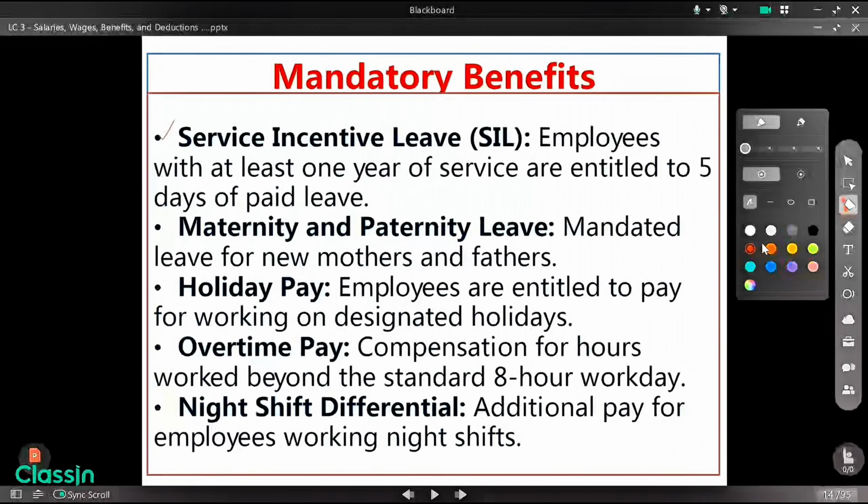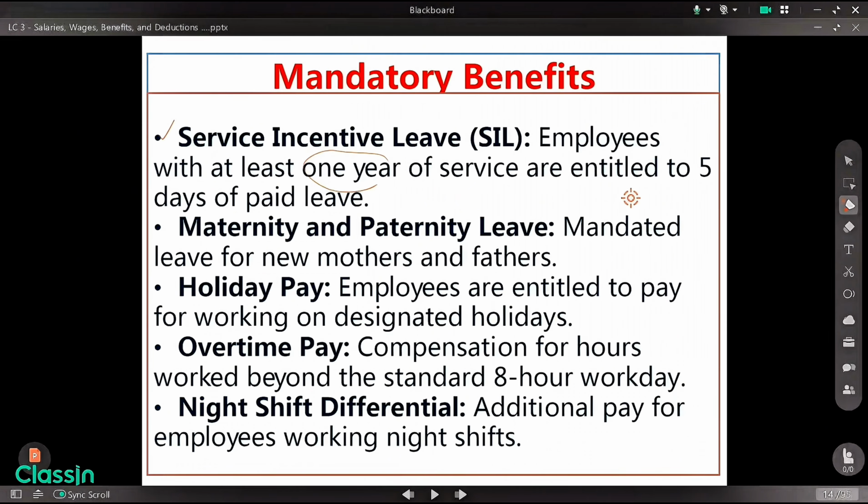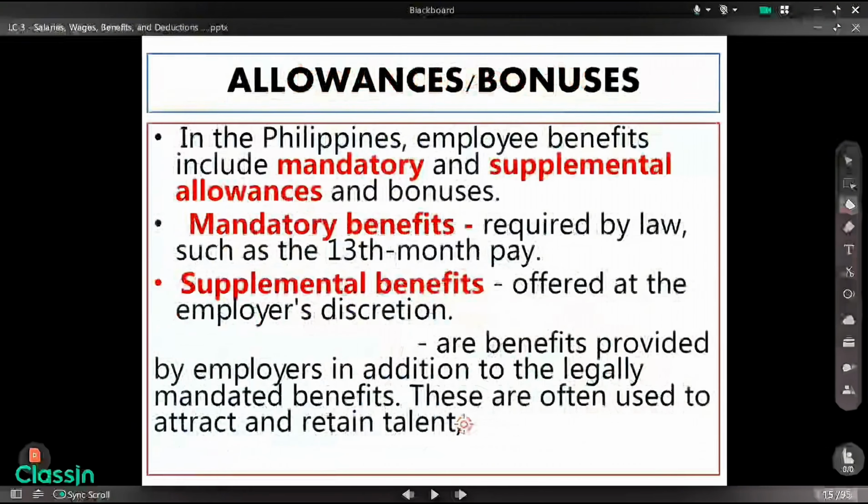And we have here an SIL. SIL means service incentive leave. Employees with at least 1 year of service are entitled to 5 days of paid leave. Next one, maternity and paternity leave, mandated leave for new mothers and fathers. Next one, holiday pay. Employees are entitled to pay for working on designated holidays, just like what we discussed a while ago. For the overtime pay, did we not discuss that? And night shift differential, additional pay for employees working night shifts.